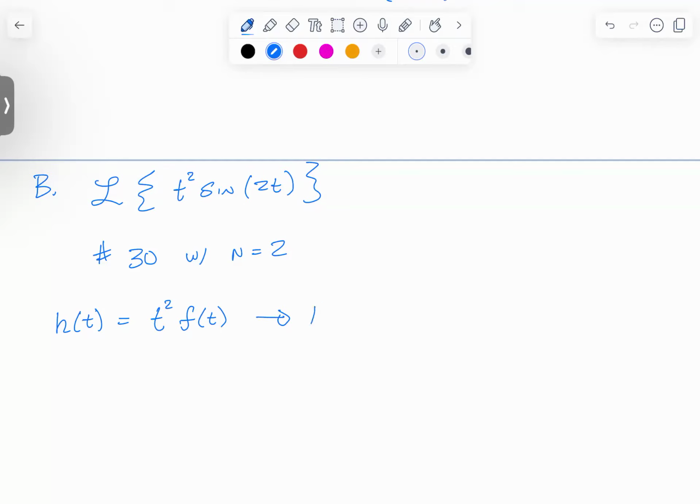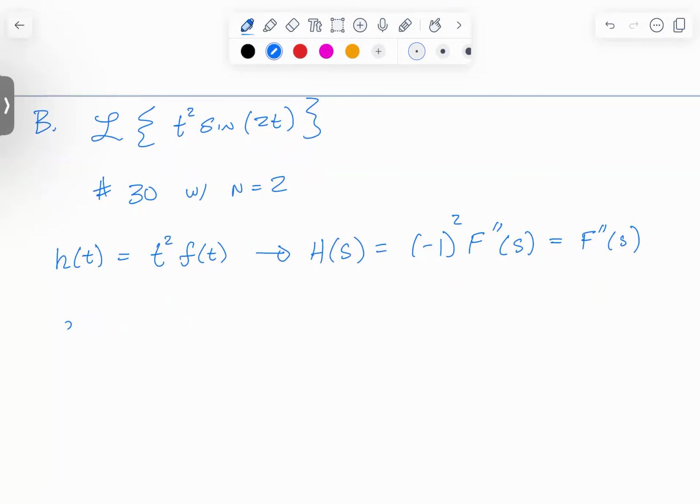So let's call it h of t. That becomes the transform h of s, which will become (-1) to the second power, the second derivative of the transform. And (-1) to the second power just means it is the second derivative of the transform. Since we have our function f of t, which is sine of 2t, that becomes our transform f of s. That's number 7.